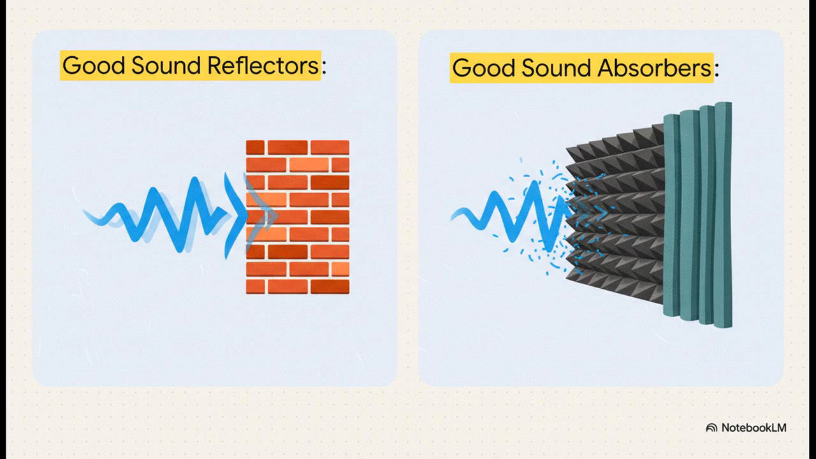Hard and smooth surfaces, like the walls in an empty hall or a marble floor, are great at reflecting sound. They bounce it right back at you, and that's what creates an echo. But soft and rough surfaces, like carpets, curtains, or even the softboards in your classroom, are excellent sound absorbers. They kind of trap the sound energy and stop it from bouncing around.